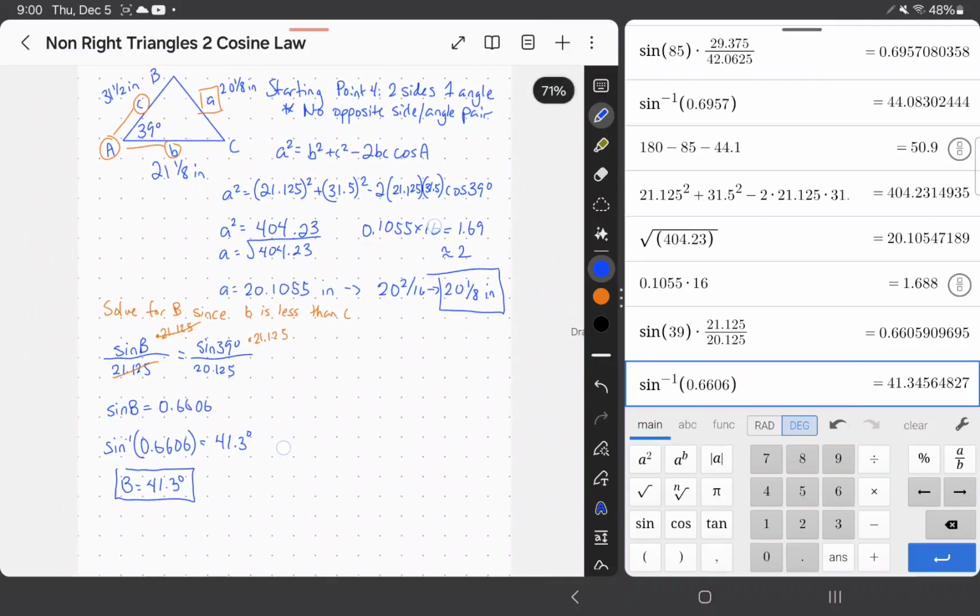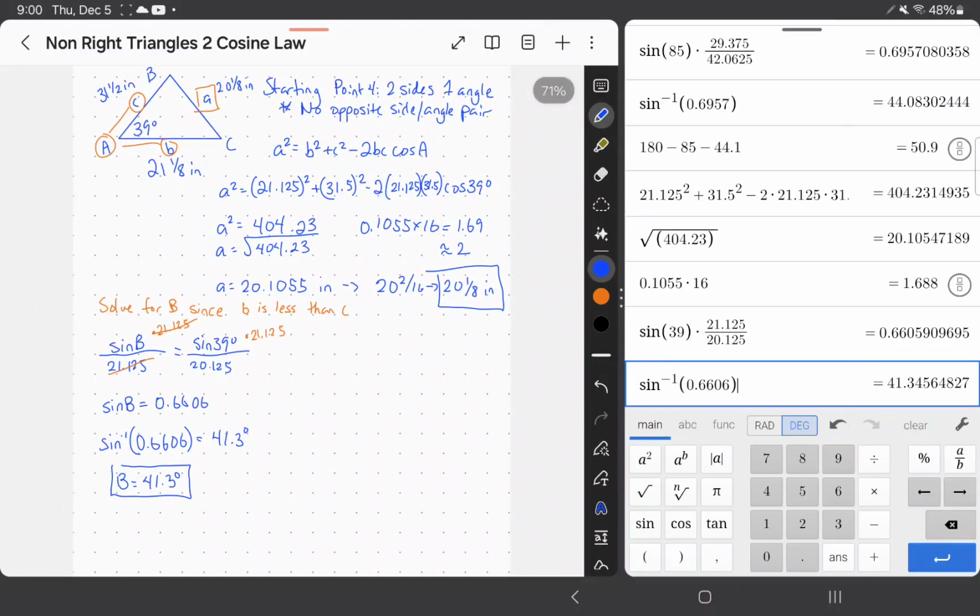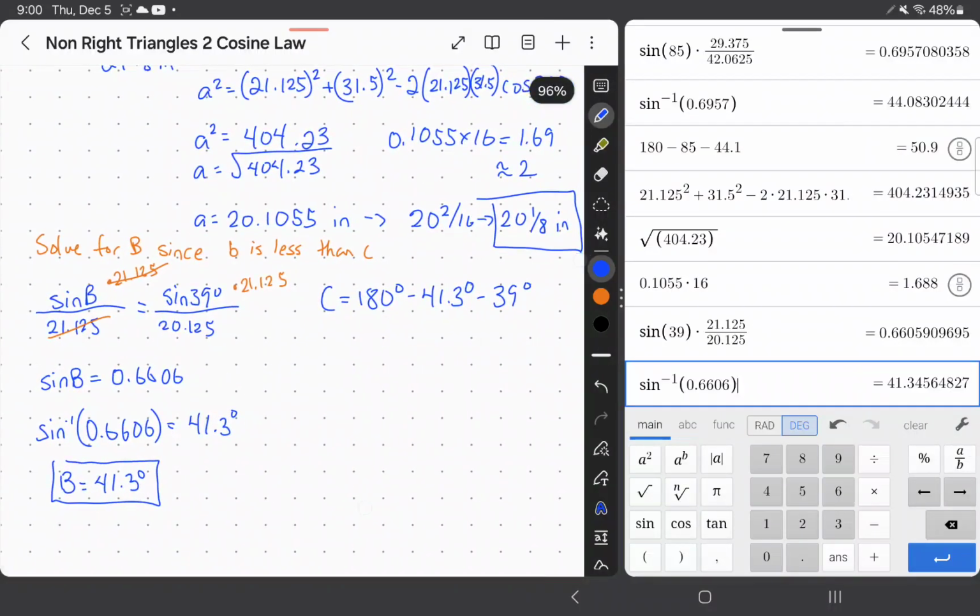So now, what do we have left in this triangle? We've got angle B now is 41.3, so we've got all the sides. We're just missing the final angle, which is C. And it's always easiest at this point to say that C is equal to 180 degrees minus 41.3 minus 39 degrees. So we're avoiding, again, the sine law for this last angle. I don't think it's going to be over 90 degrees here. Oh, no, actually, it is going to be a little bit over.